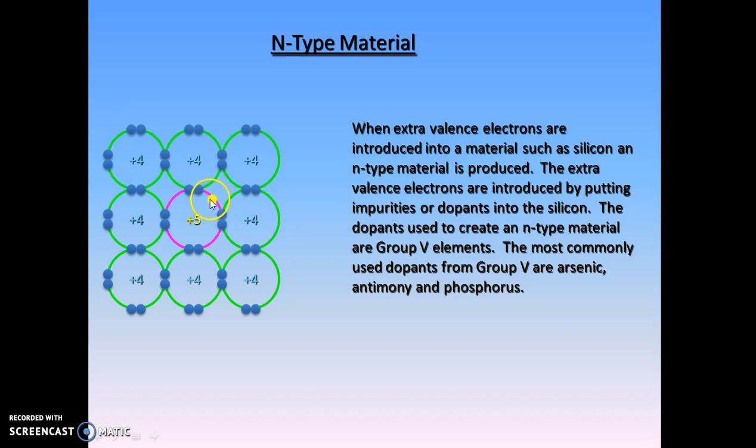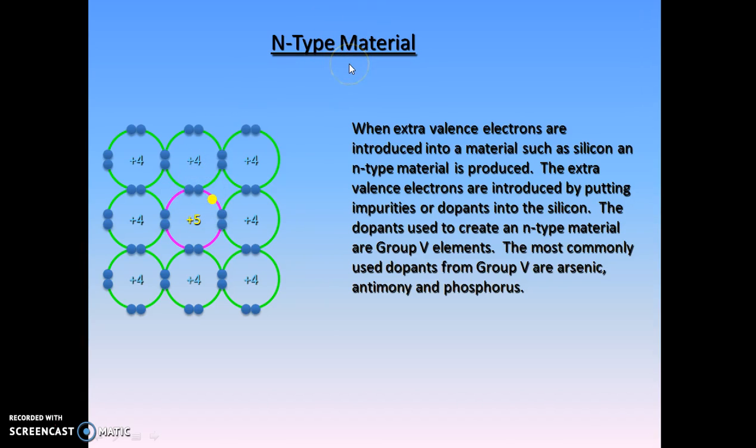So this extra electron can be used for conduction, or these electrons can move around the material freely. So there is an excess of electrons or negatively charged carriers, and these create an N-type material.